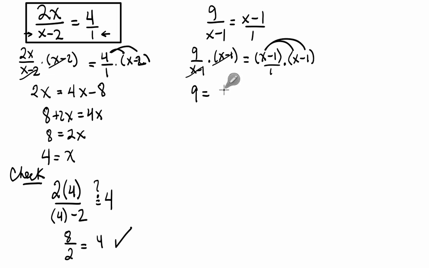So x times x, x squared, x times negative 1, negative x, negative 1 times x, negative x, altogether negative 2x, and finally, negative 1 times negative 1 plus 1. Subtract 9 from each side because you can see that you've got a quadratic type of problem. And so you'd like to get all the terms to the right-hand side by subtracting 9 and 0 on the left. Now, one method of continuing is factoring.